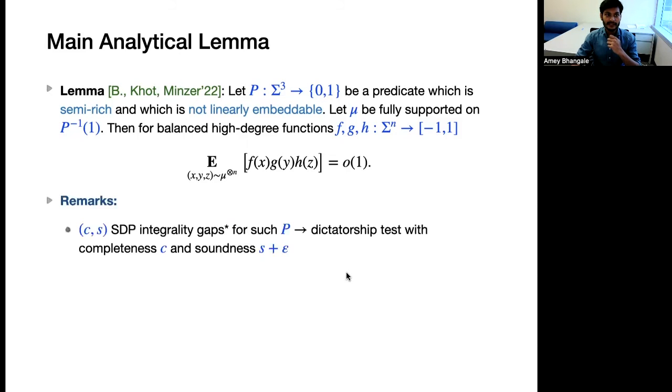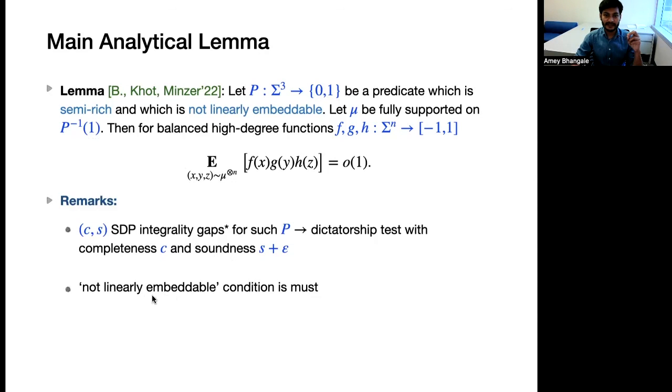So a few remarks. We can now convert this CSP integrality gap instance to a dictatorship test with completeness c and soundness s plus epsilon. And note that we do not lose anything in the completeness because of this theorem. This is not quite true because we need some more technical conditions on the actual integrality gap instance. We want every local distribution to be fully supported on P, because only then can we use this lemma to control the high degree term. But if the SDP solution satisfies this condition, then we can convert this CSP integrality gap instance to a test with completeness c and soundness s plus epsilon.